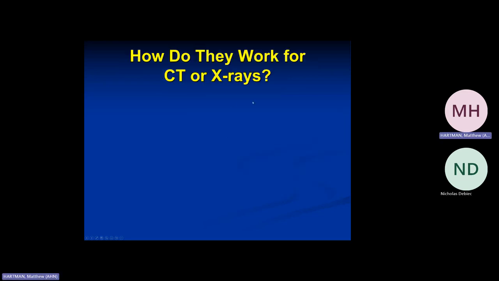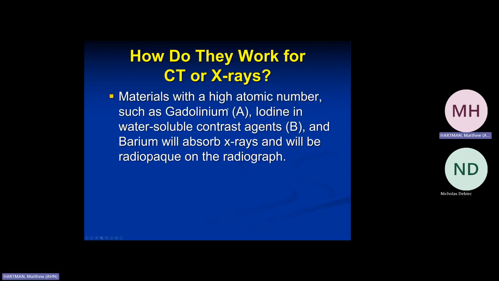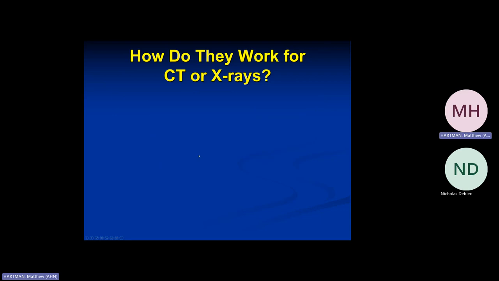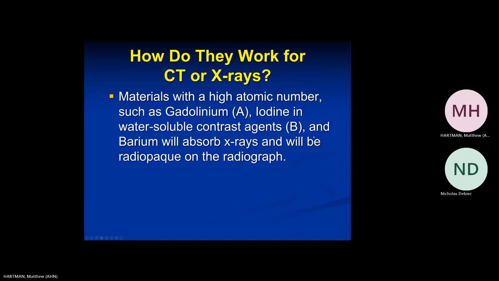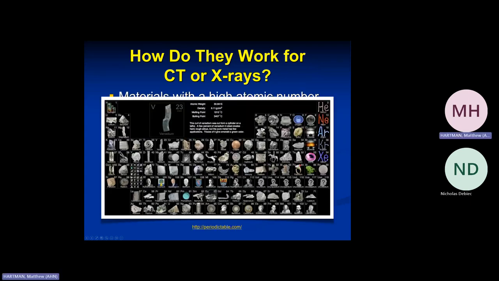So why do these agents work for CT or X-rays? Well, these materials all have a high atomic number. We're going to see the periodic table on the next slide. These high atomic number elements will absorb the X-rays and will be radiopaque on the radiograph. Here's our periodic table, and the three agents we use: barium, iodine, and gadolinium, all high atomic number elements.